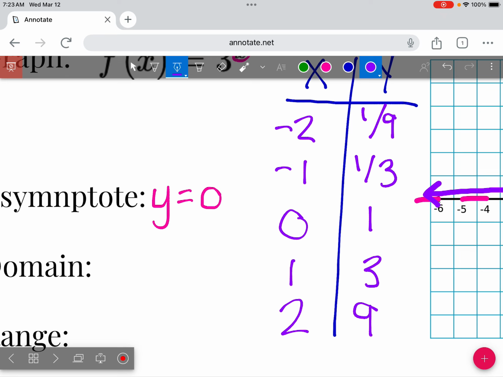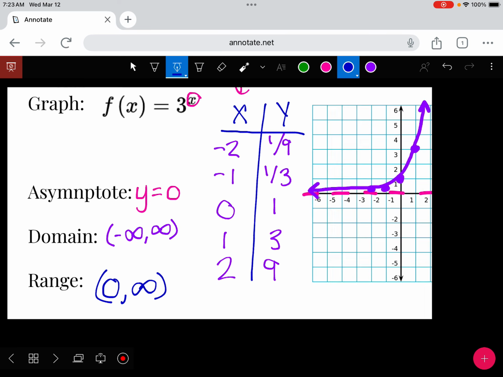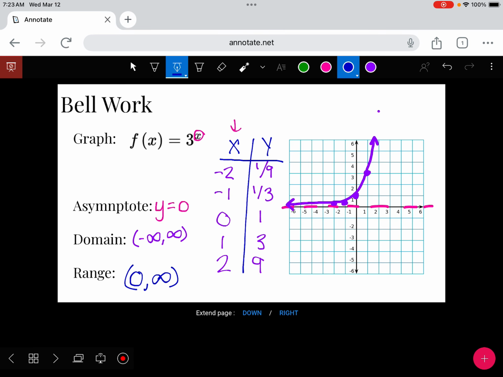What's our domain? And that will always be our domain: -infinity to +infinity. What's our range on this one? 0 to infinity. Just like this. Okay?